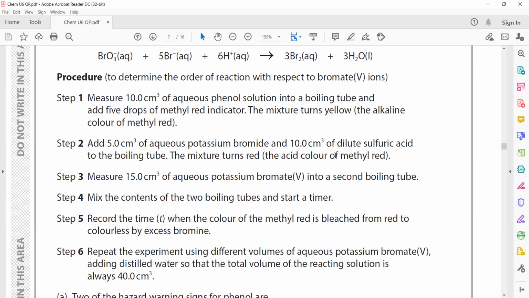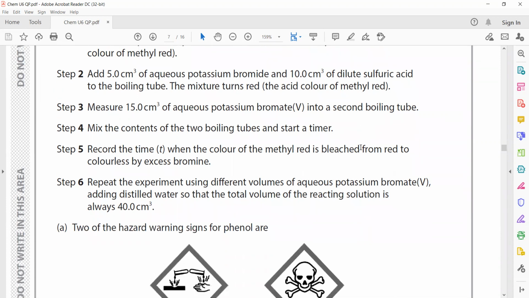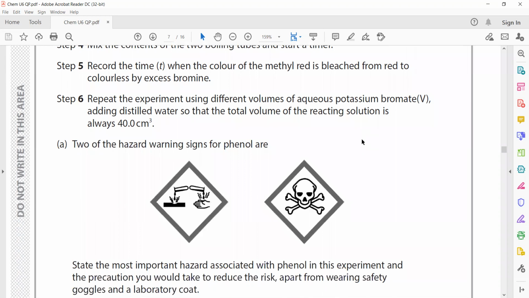So when excess bromine is there, it will decolorize methyl red. Repeat the experiment using different volumes of potassium bromide, adding distilled water so that the total volume of the reaction solution is always 40.